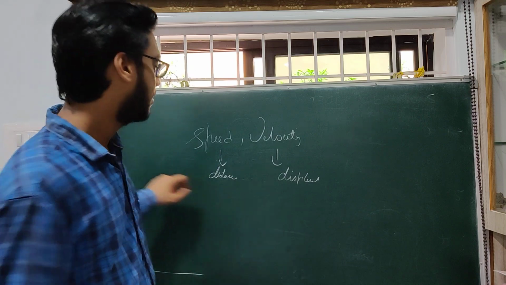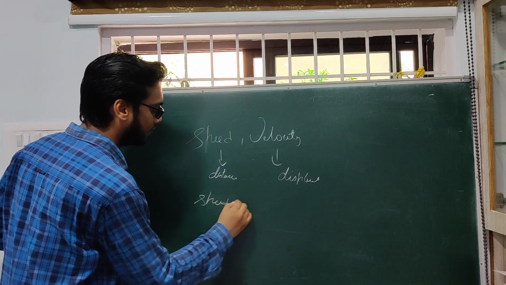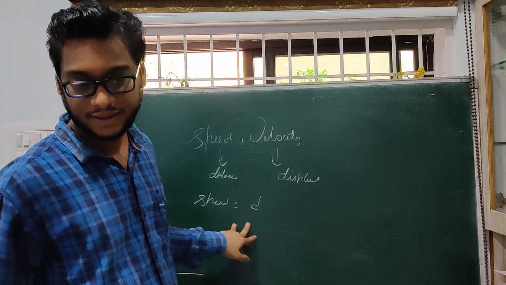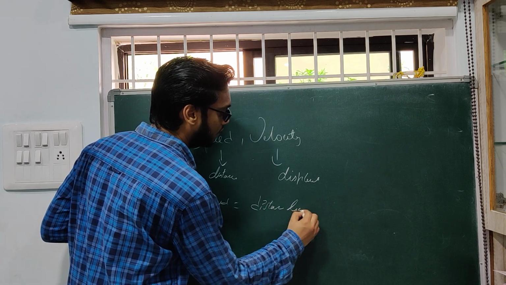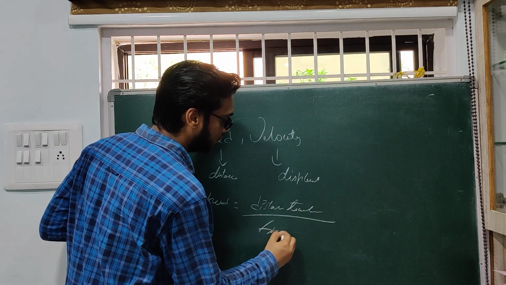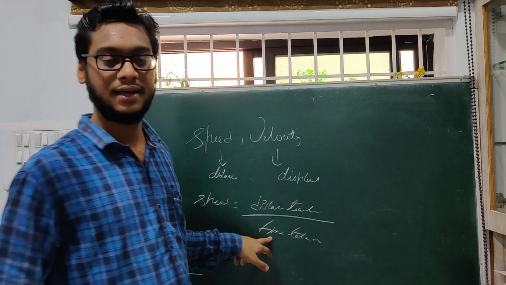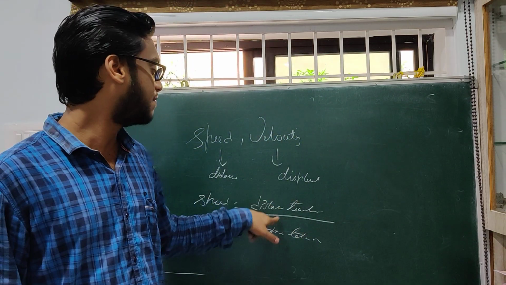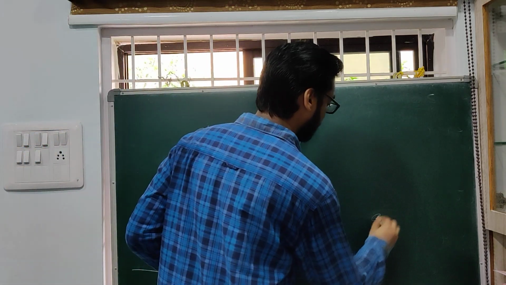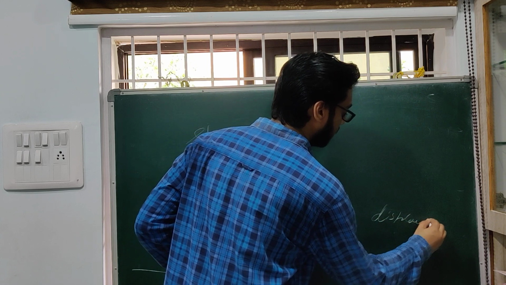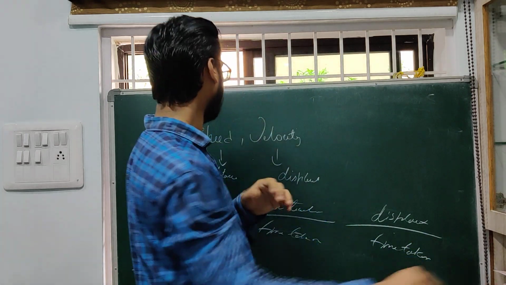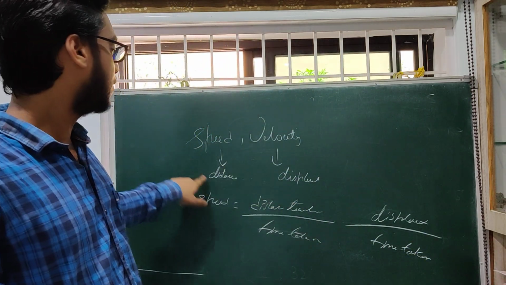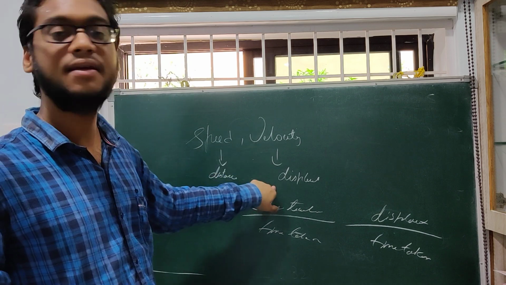So speed and velocity have two different variations. Now the speed formula you have is distance traveled by time taken. So speed is distance traveled by time taken, and velocity is nothing but displacement by time taken. See, as I told you, distance, displacement. Speed is your distance and velocity is your displacement.